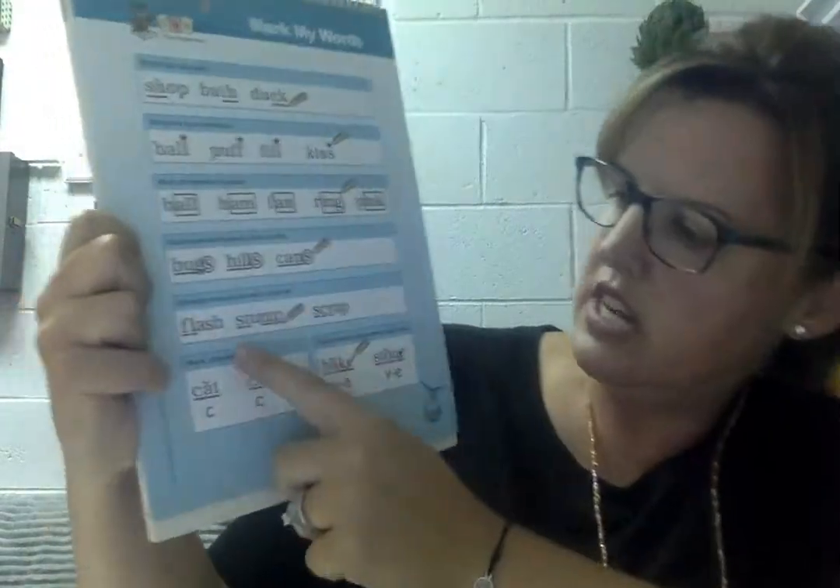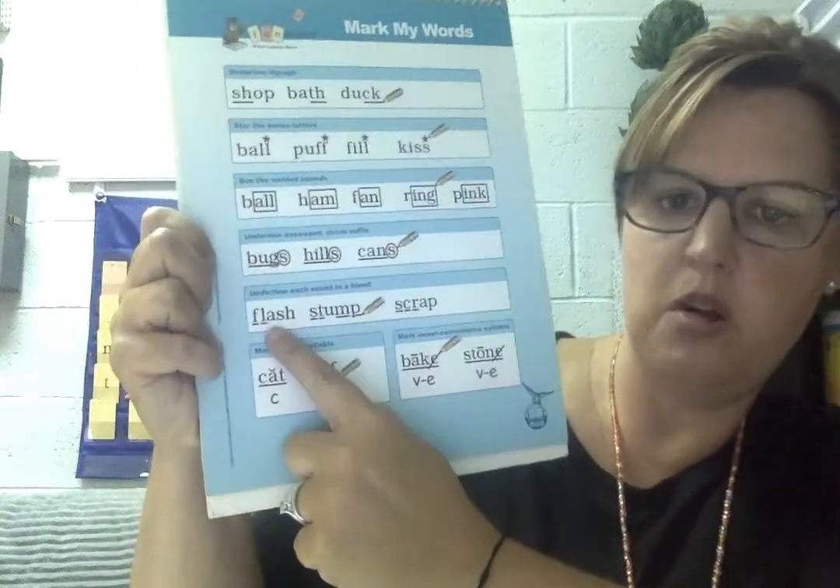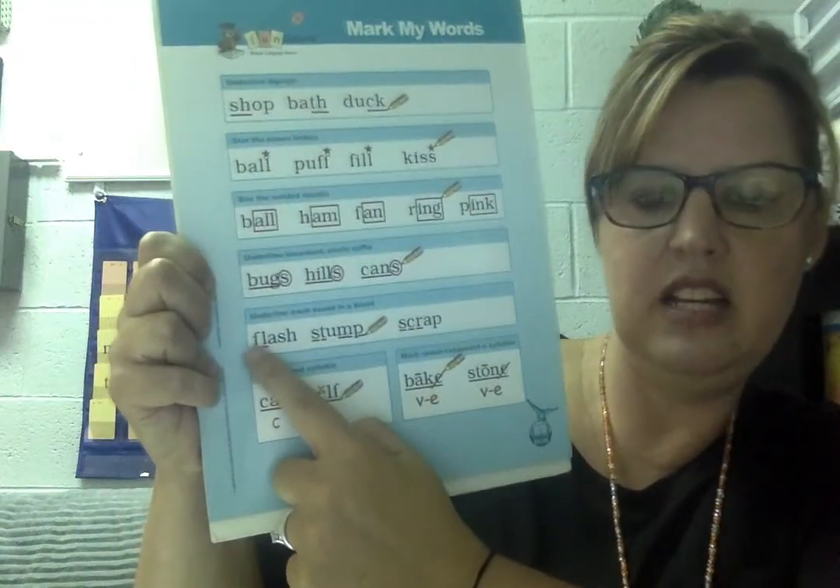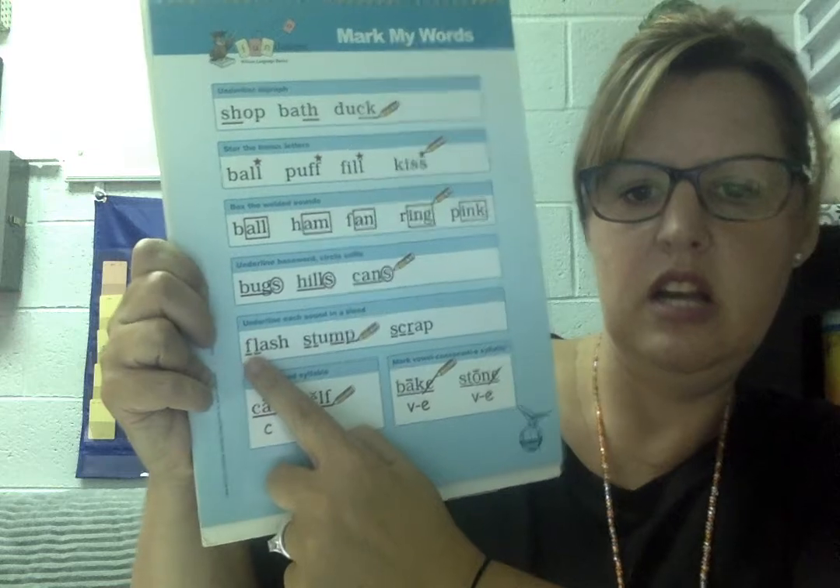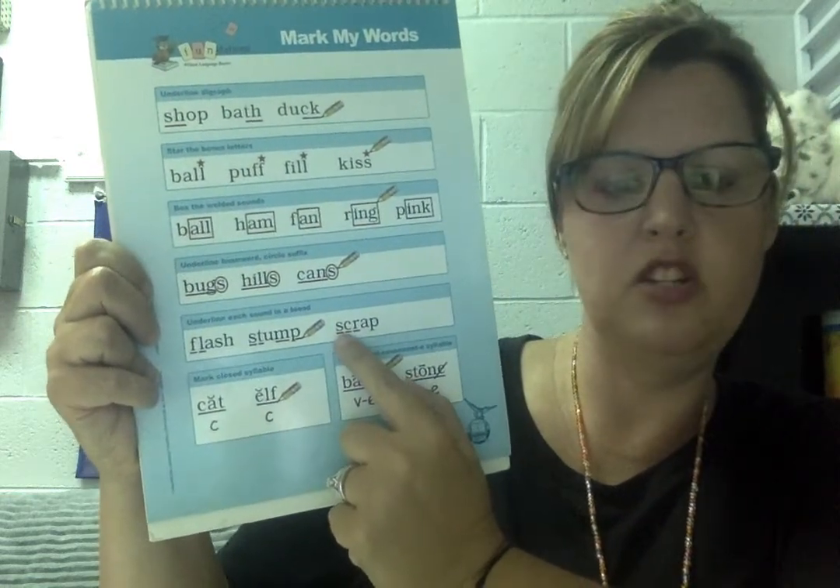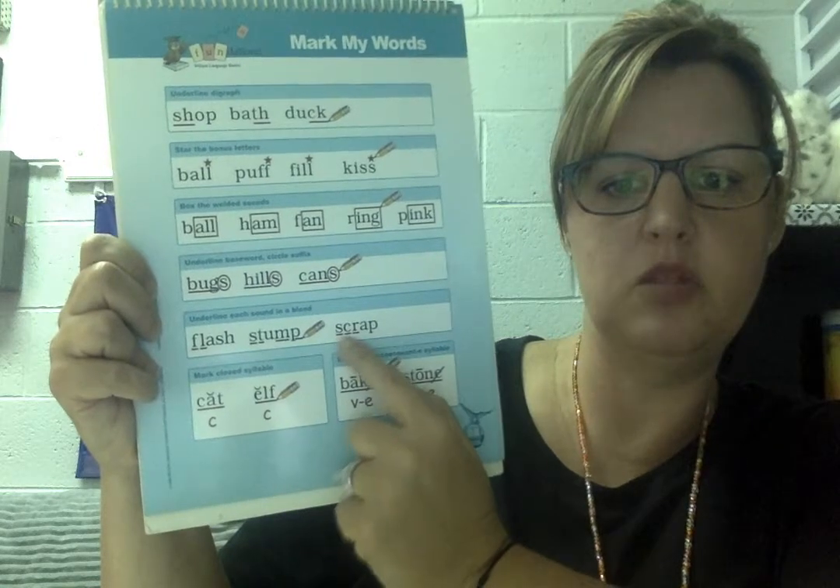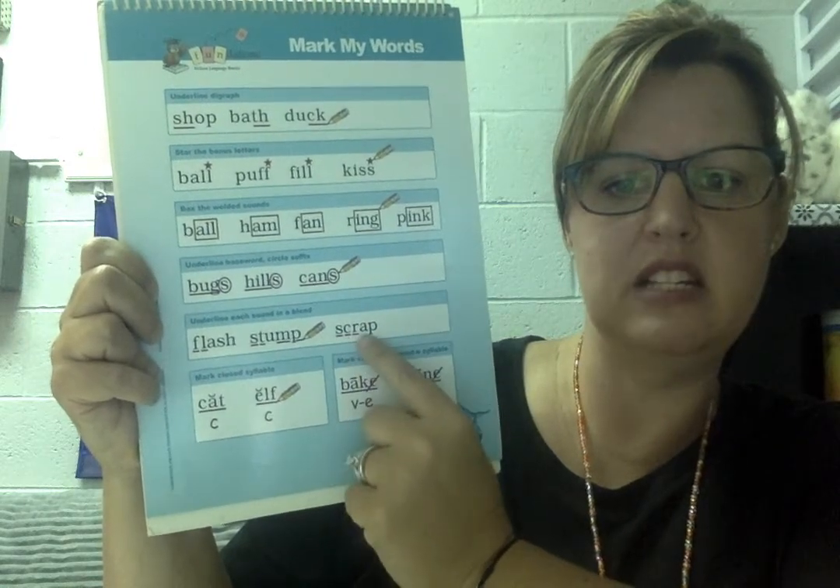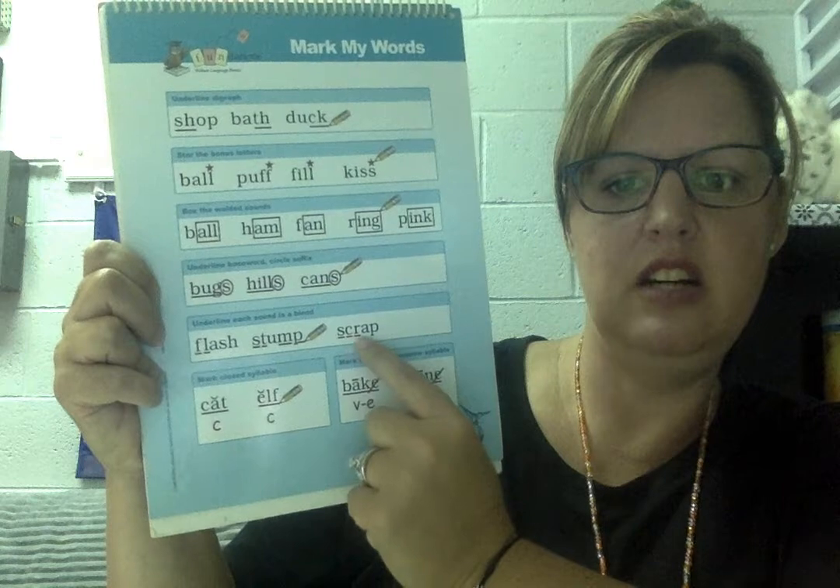If you look at our poster, and you have this in our virtual classroom, and you look down here, these are blends. A blend can come at the beginning of a word. It can come at the end of a word. It can even be more than 2 letters. For example, in this one, scrap, we have 3 consonants together, S, C, R.